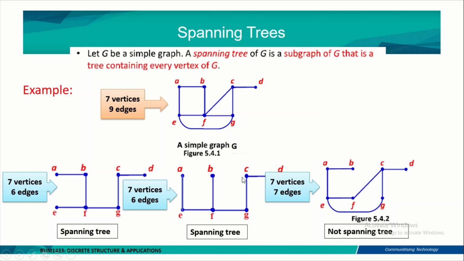Alright. So how do we transform figure 5.4.2 into a spanning tree? We just remove the edge EG here, so it can become a spanning tree since it contains all the 7 vertices and it has the 6 edges connecting the 7 vertices.